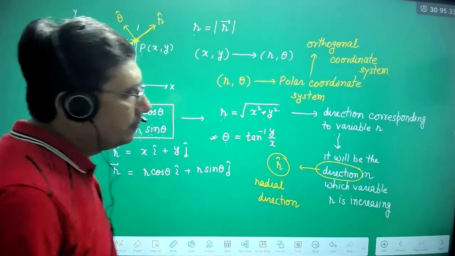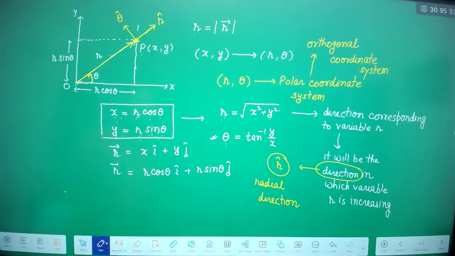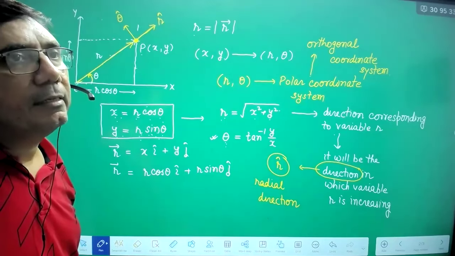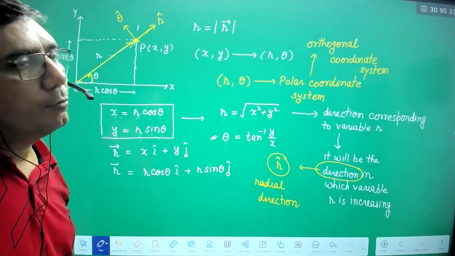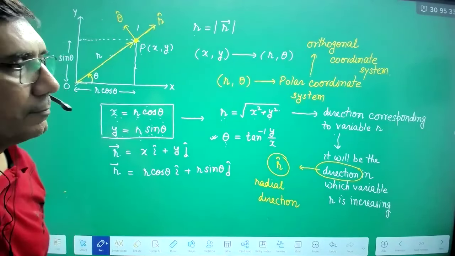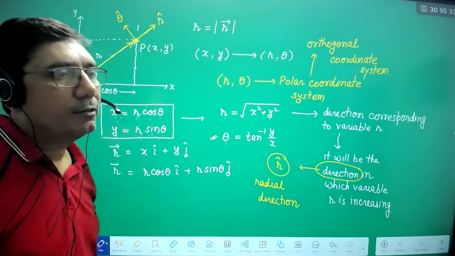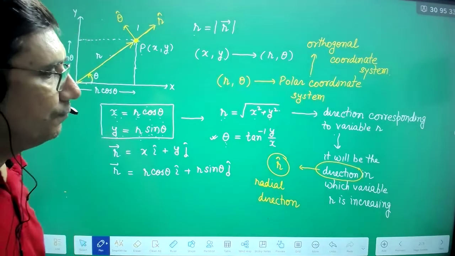Sir, we said these points are in an orthogonal coordinate system, because theta cap is always perpendicular to R cap. That's why we call it an orthogonal coordinate system. Yes, beta. That's why this is called an orthogonal coordinate system. Okay.